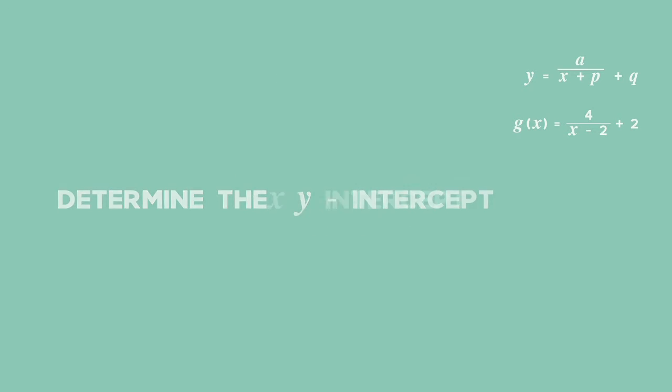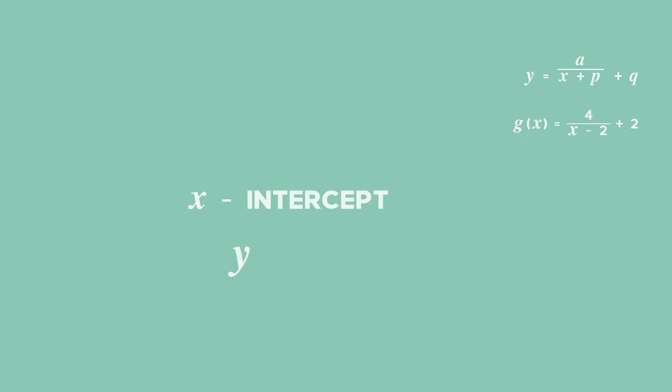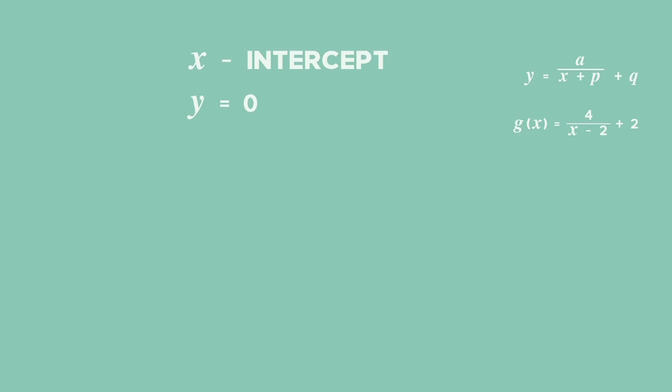Remember, in order to find the x-intercept, you make y equal to 0. If y is equal to 0, then 0 equals 4 over x minus 2 plus 2 over 1. My lowest common denominator in this case is x minus 2, so I multiply everything by x minus 2. If I multiply 0 by x minus 2, I get 0. 4 over x minus 2 multiplied by x minus 2 is 4, and 2 multiplied by x minus 2 is equal to 2x minus 4.